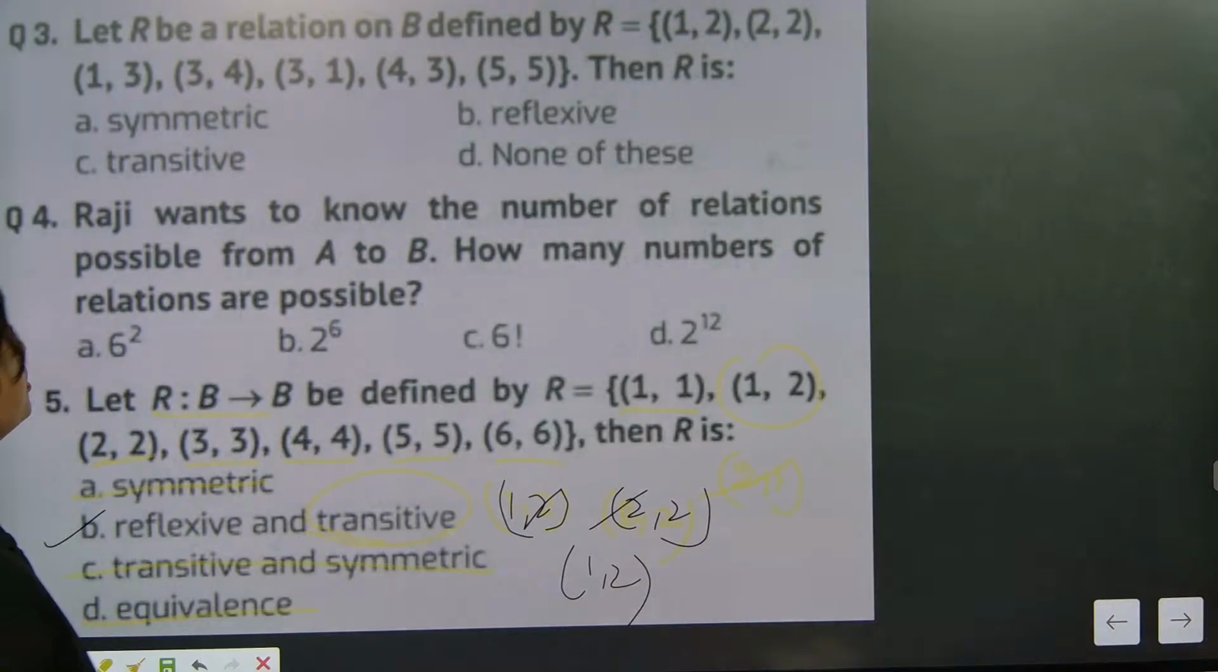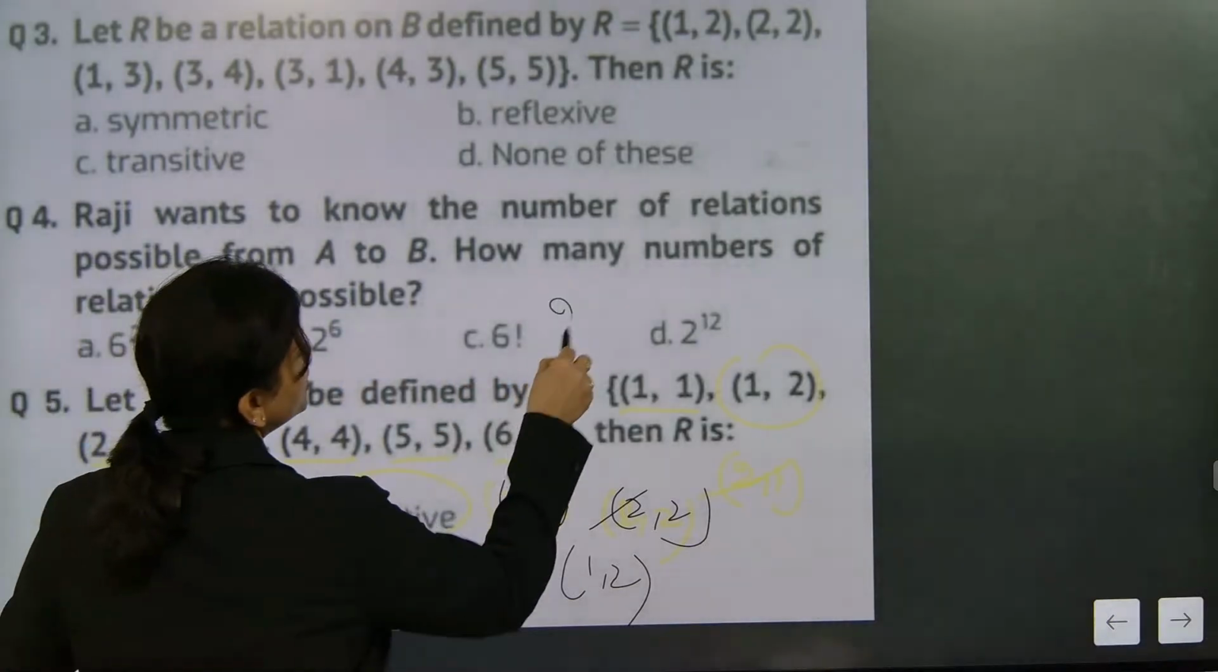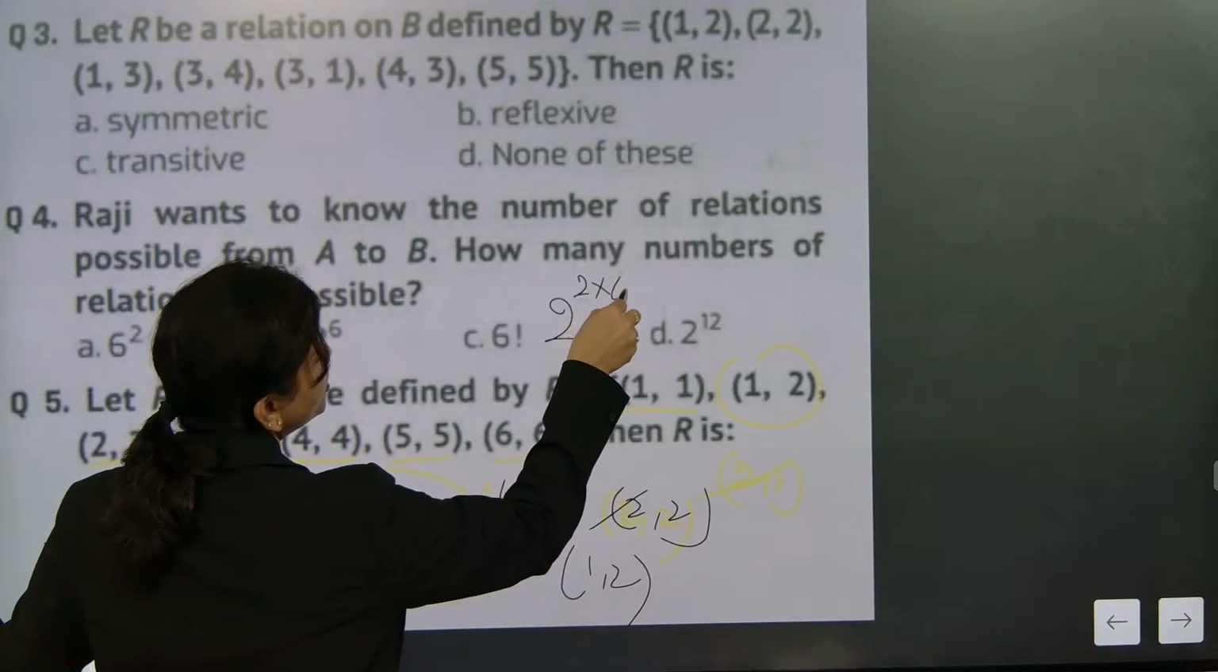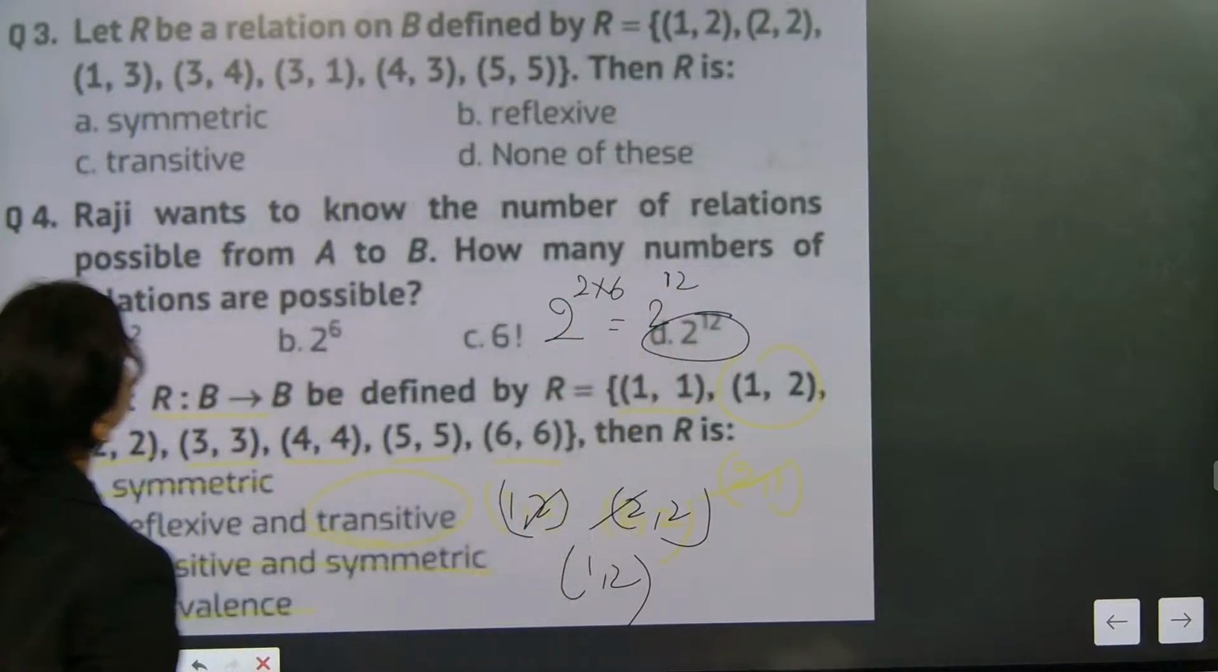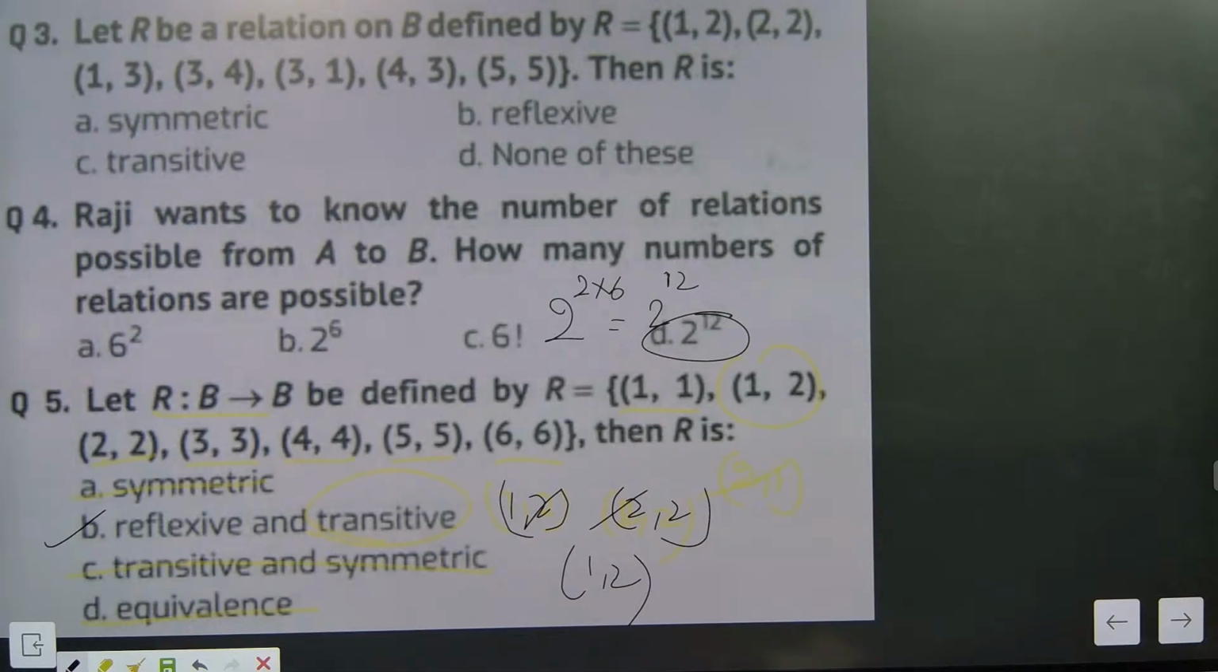Raju wants to know the number of relations possible from A to B. So the number of relations possible is 2 to the power of 2 into 6, that is 2 to the power of M into N. So 2 to the power 12. So D is the answer.